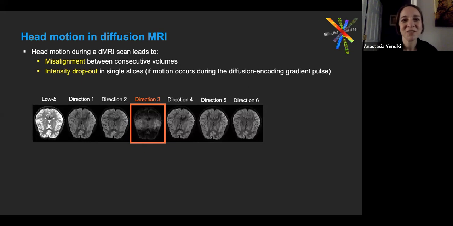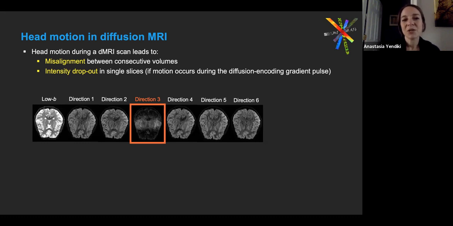This was work that we did a few years ago, trying to quantify the effects of head motion in diffusion MRI. Obviously, we know that head motion is bad for any kind of neuroimaging, but for diffusion MRI it's especially bad, because the contrast in the diffusion weighted images has to do with the microscopic movements of the water molecules. So if on top of these microscopic movements we also add a microscopic movement of the head, this can be encoded in the intensity values of the images.